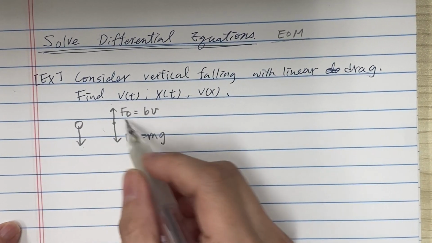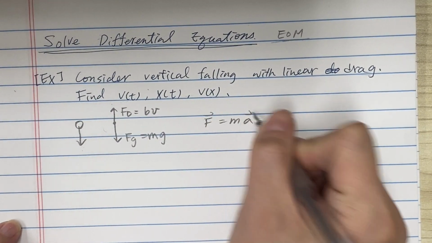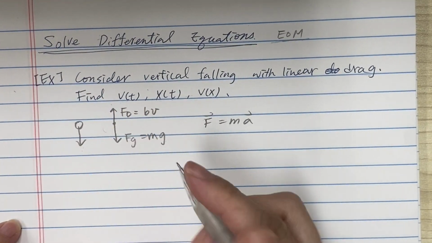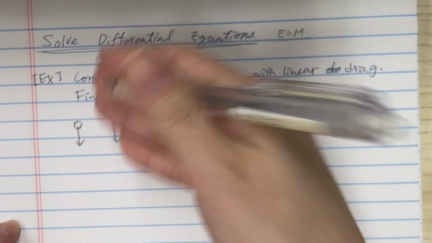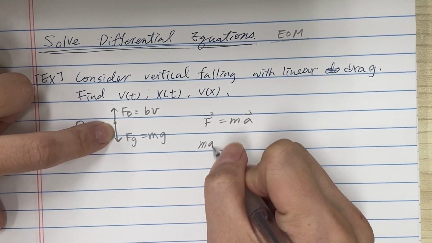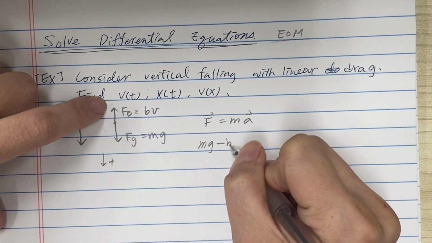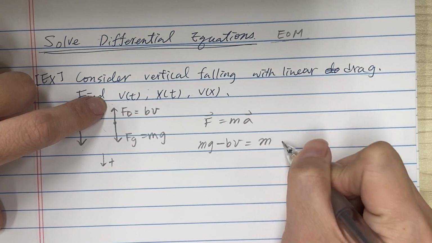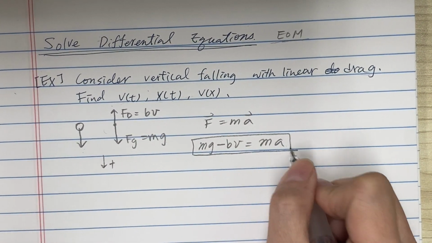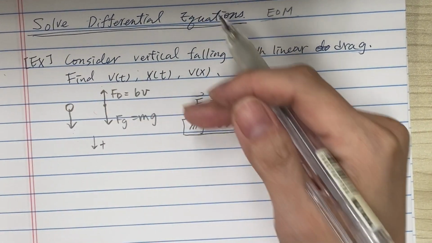First we draw the free body diagram, and we do F equals ma. Here it's just 1D, so I'm just going to use this as the only axis. So the force here is mg, assuming down is positive. So it will be mg minus bv equals ma. This is already 80% of the work. Now we just have to solve that, all the physics stops here.